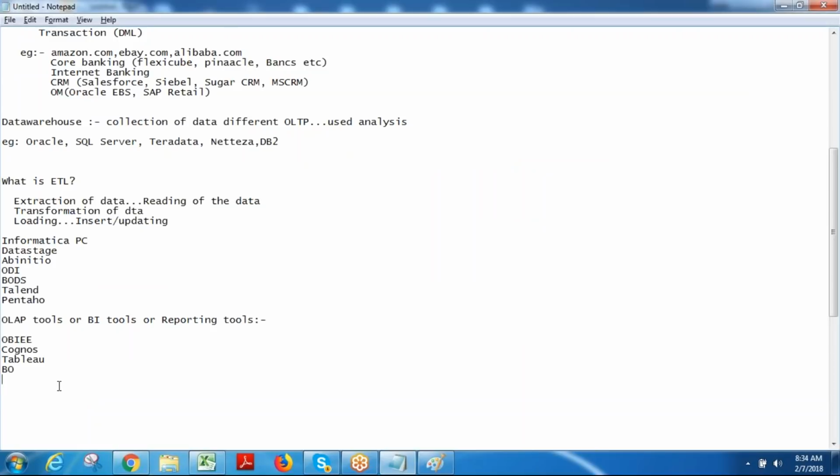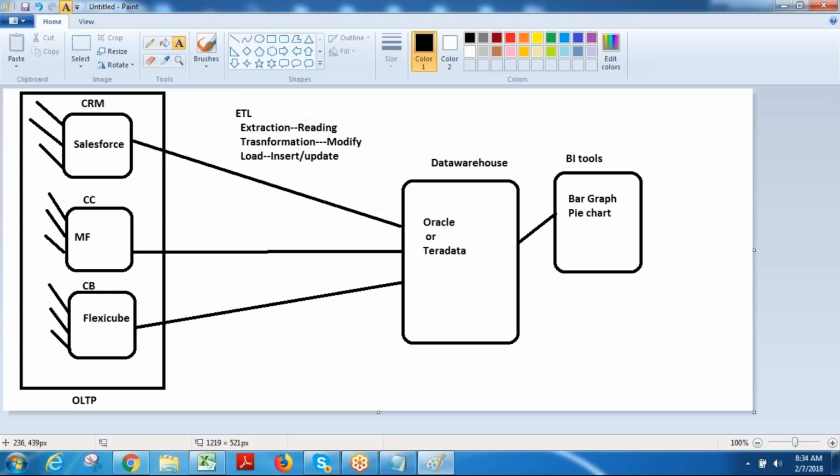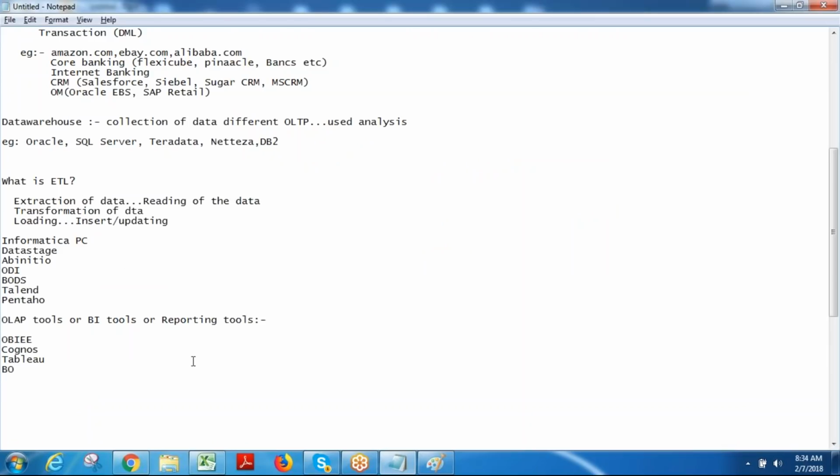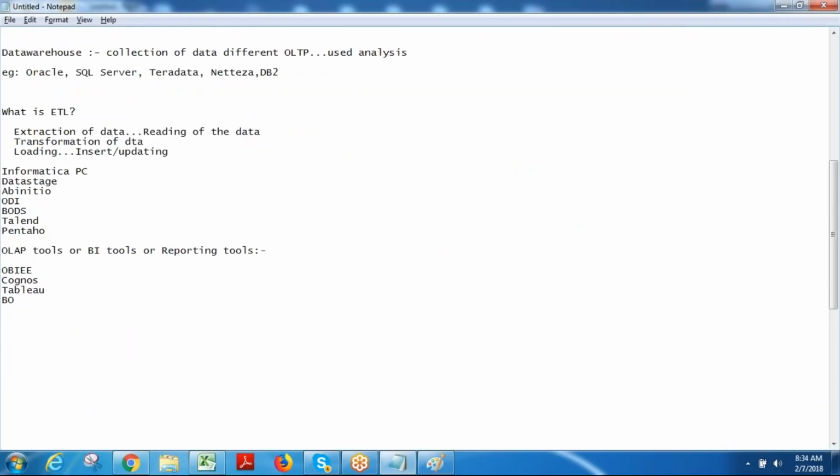This is about the OLAP and the BI tools. So ETL tools, apart from building data warehouses or data marts, are also used in data migration projects, right? What is a data migration project? Basically, I'll give you a simple example, right? Technologies get outdated over a time period, isn't it?